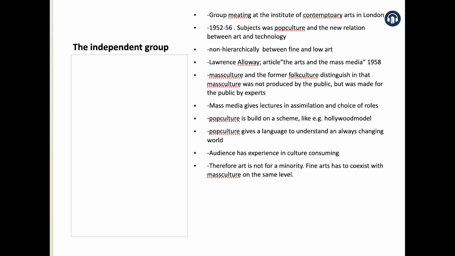Mass media gives lessons in assimilation and choices of rules. Pop culture is built on a scheme like, e.g., the Hollywood model. Pop culture gives a language to understand an always changing world. Audiences experience culture by consuming, and therefore art is not for a minority. Fine art has to coexist with mass culture on the same level.